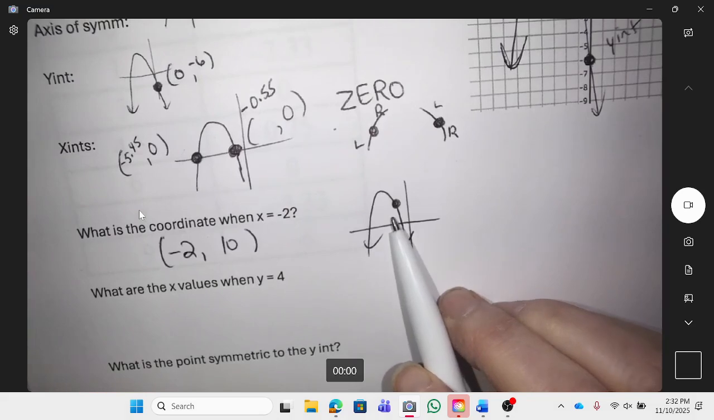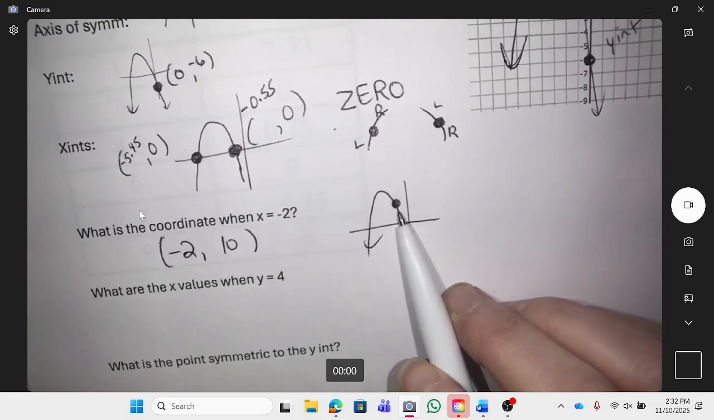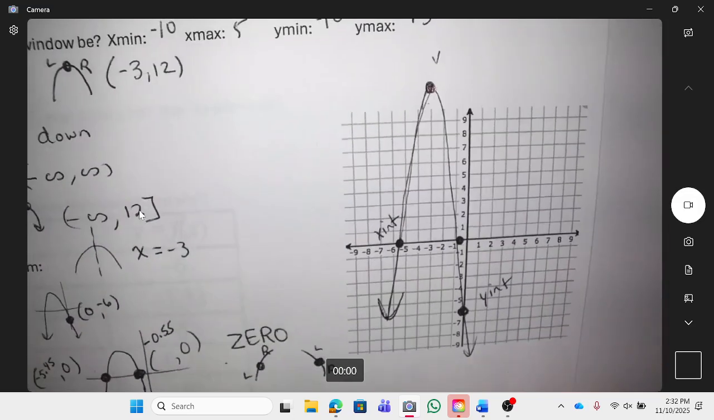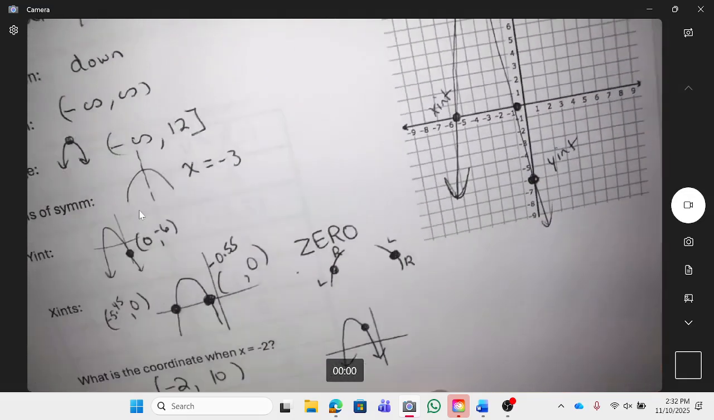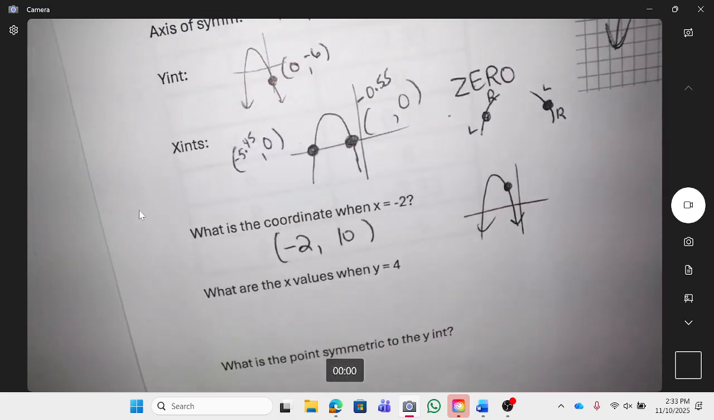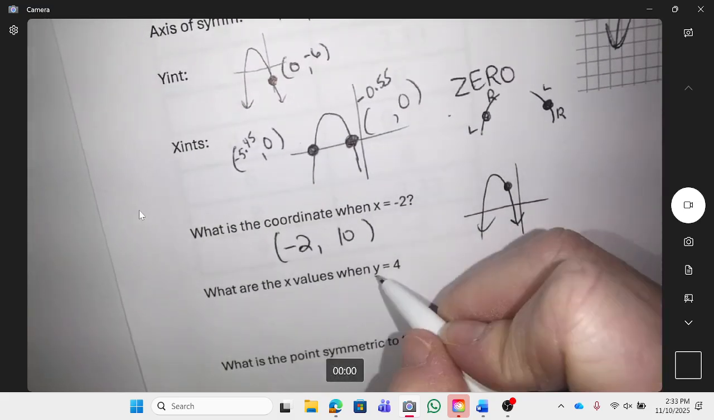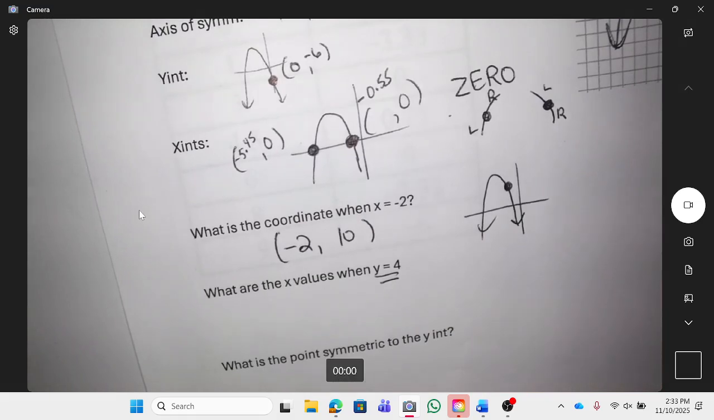Okay, so it makes sense to me where it is, negative 2, comma 10, using my sketch here like that. What are the x values when y equals 4? Okay, this is the opposite process. We know the y value. We don't know the x.